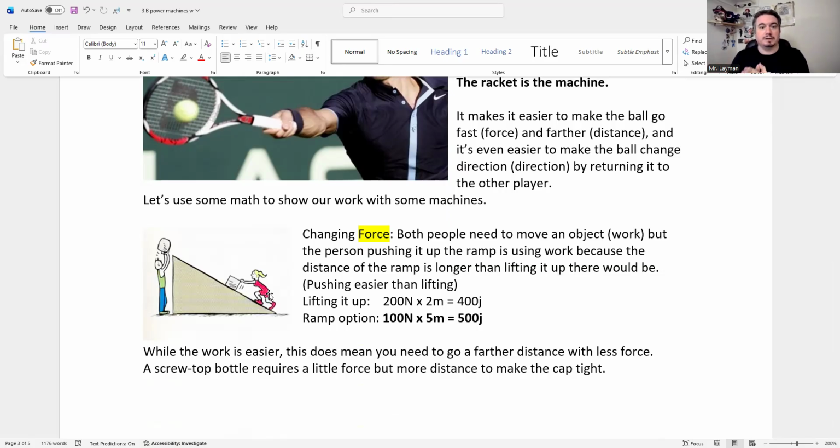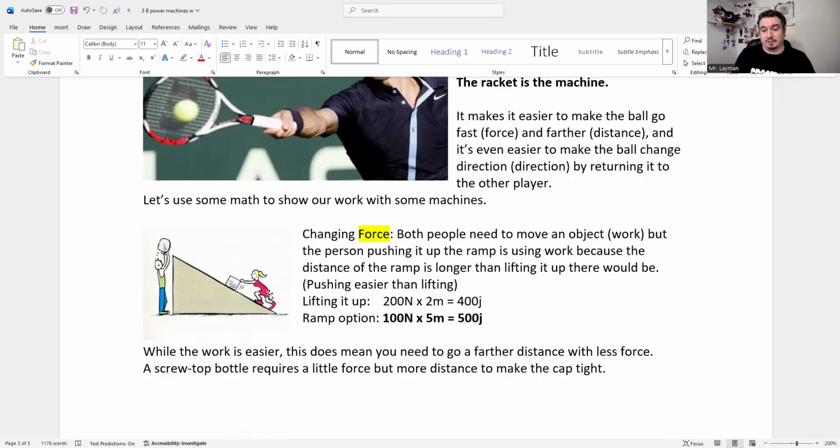Both people need to move an object. Okay, fine. But the person pushing it up the ramp is using more work because the distance of the ramp is longer than just lifting the thing up. So pushing in this case is easier than lifting.